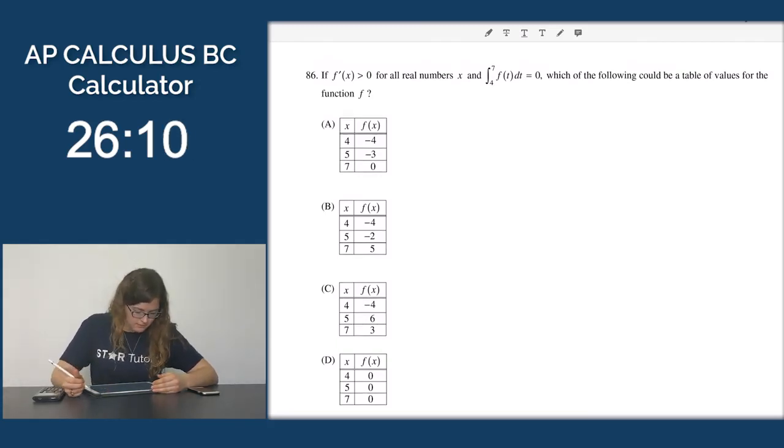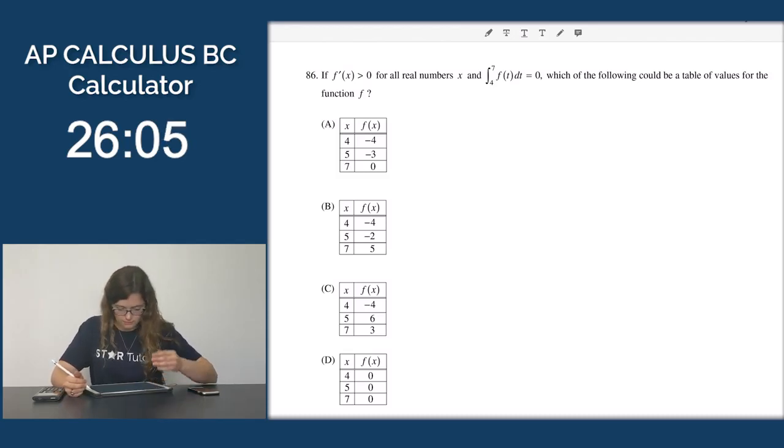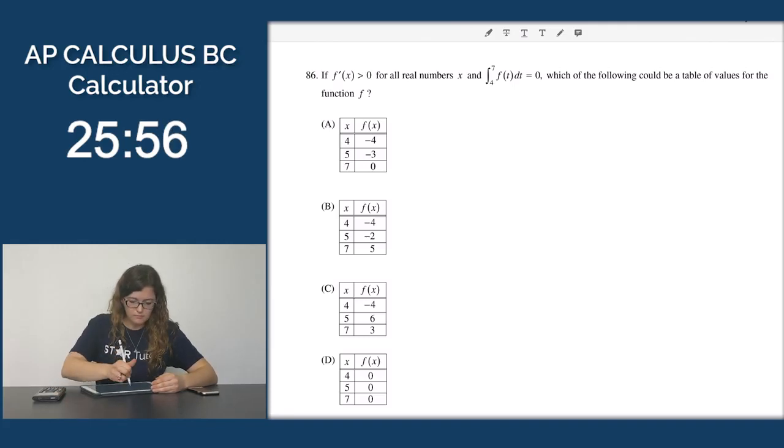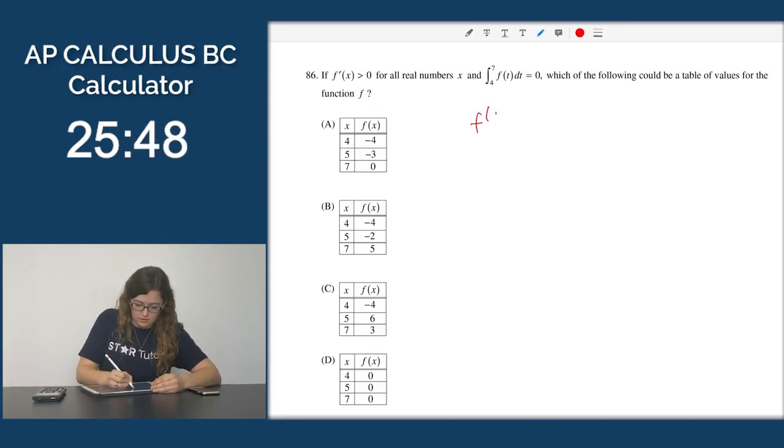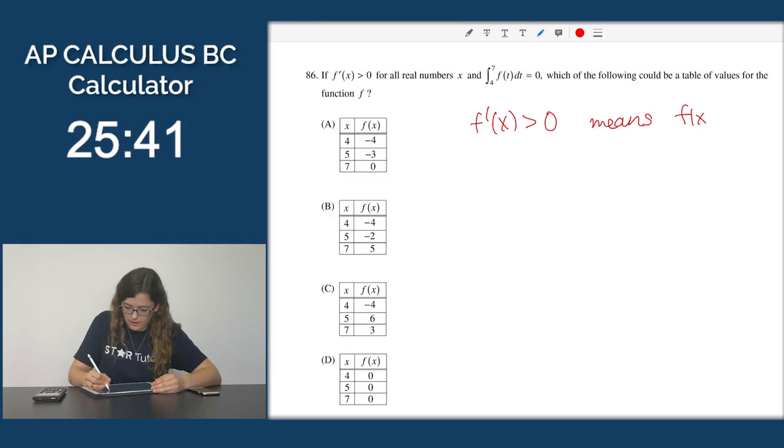Okay. 86. The derivative of the function is positive for all real numbers x, and the integral from 4 to 7 of f of t is 0. Which of the following could be a table of values for the function f? Okay. So its derivative being positive tells me that the function is always increasing. So remember, the derivative of the function is positive means that the function itself, f of x, is increasing.